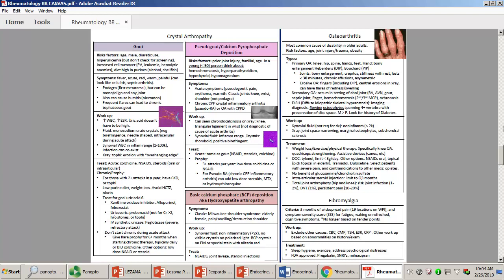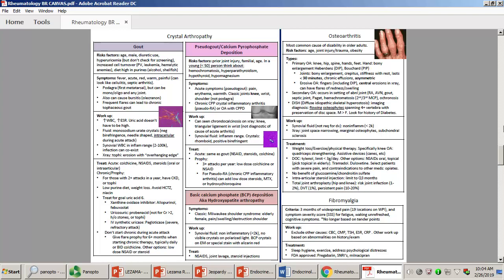So basic calcium phosphate deposition, aka hydroxyapatite, has showed up in every single mix-up question bank I've ever seen. This is your Milwaukee shoulder, and it's usually a little old lady that has an extraordinarily erosive arthritis of the shoulder. The X-rays of the shoulders are impressive. So Google image this. It's impressive how it really just eats away completely the humeral head, basically. It's painful, swelling, very destructive.